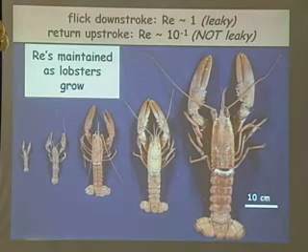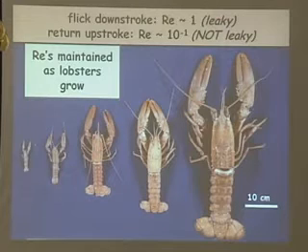And if you look at lobsters as they grow, one of the things we found that was kind of cool is that they maintain this Reynolds number relationship. Even little guys and great big guys all do their downstroke at a Reynolds number of 1 and a return stroke at a Reynolds number of 10 to the minus 1. So little lobsters have disproportionately big nose hairs and flick a little faster to maintain this Reynolds number as they grow.